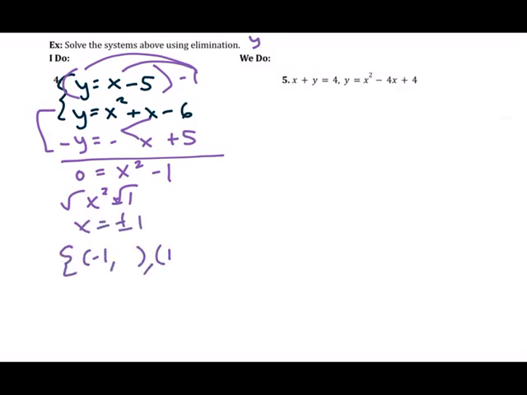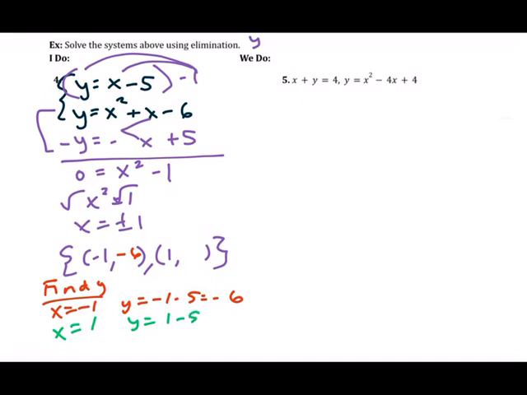Again, I just found the x values. I haven't yet found the y values. Let's do that. Find y. If x equals -1, I'm going to use the first equation. Y equals -1 minus 5, which is -6. If x equals 1, y equals 1 minus 5, which is negative 4.